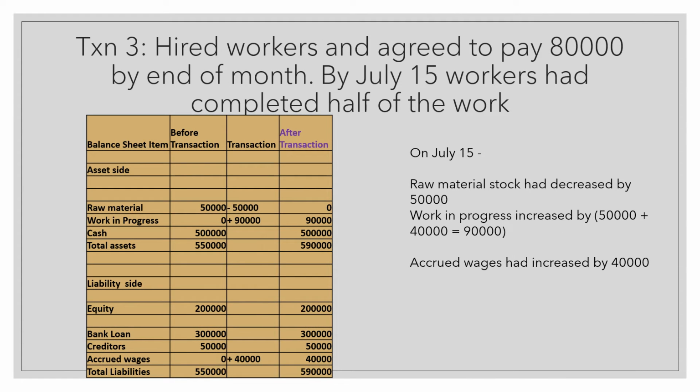Transaction 3: the company hires workers and agrees to pay 80,000 by end of the month. By July 15, workers had completed half of the work. Therefore, if you see the balance sheet on July 15, the raw material stock has decreased by 50,000 and the work in progress increased by 50,000 plus half of the wage, which is 40,000, equal to 90,000. On the liability side, accrued wages had increased by 40,000.